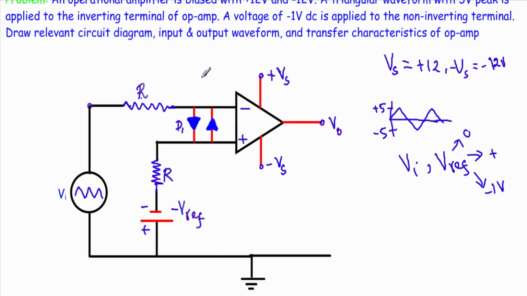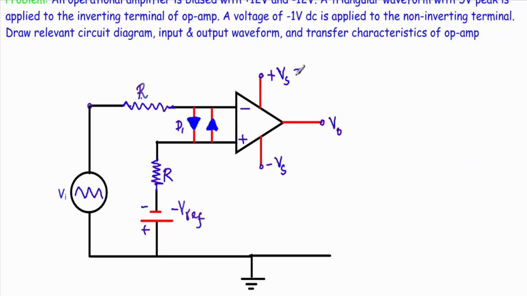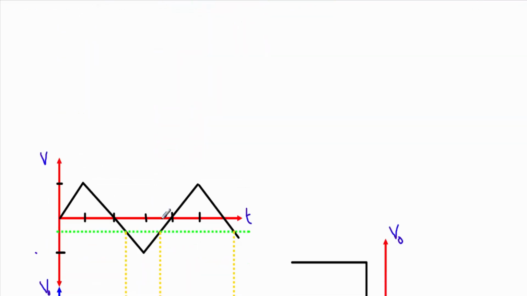Now let me configure the circuit with the given parameters. Here we are applying the positive bias voltage plus 12, negative bias voltage minus 12, input voltage with 5 volt peak, and the reference voltage is minus 1 volt. When the reference voltage is negative, the negative terminal will be on the upper side and the positive terminal on the lower side, and this is a DC source. We are supplying minus 1 volt with a DC voltage source. Now we are applying the triangular waveform. Now let me show you the input and output waveform and the transfer characteristics of the operational amplifier.